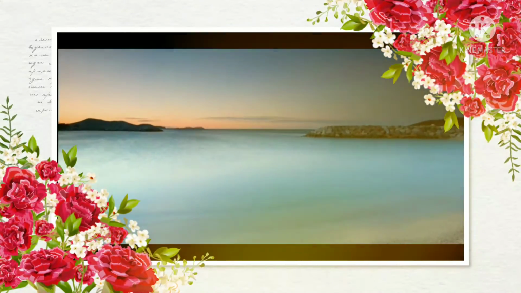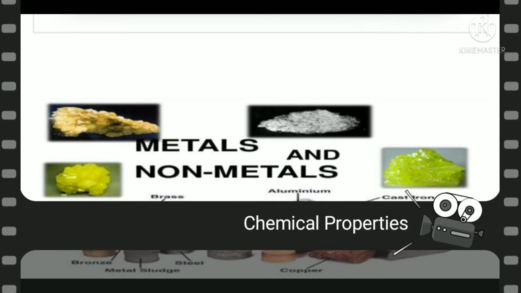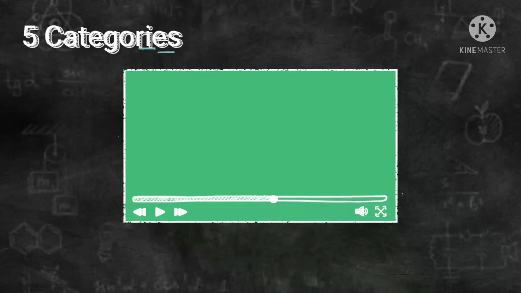Greetings to all. Today we learn about chemical properties of metals and non-metals. And these properties can be divided into 5 categories.